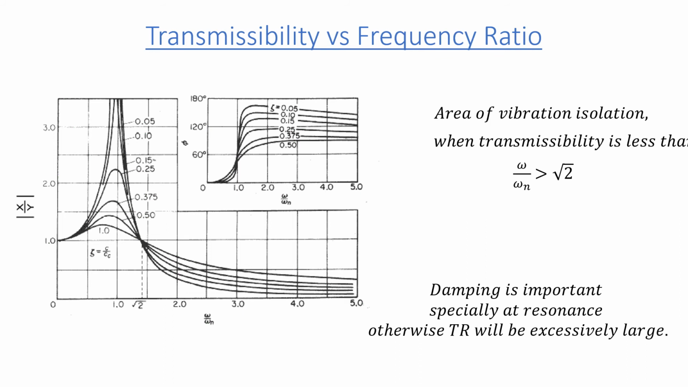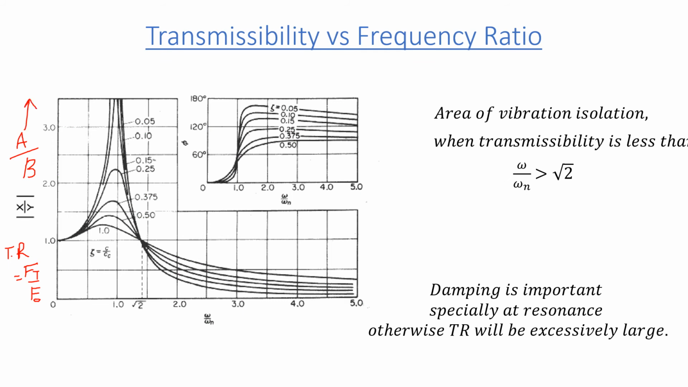And now let us draw the curves between transmissibility versus frequency ratio for different damping ratios, and the plot says like this. This is the plot for motion transmissibility and force transmissibility ratio TR, which is FT, the force transmitted to the support, to the external excitation F, or its amplitude F naught.